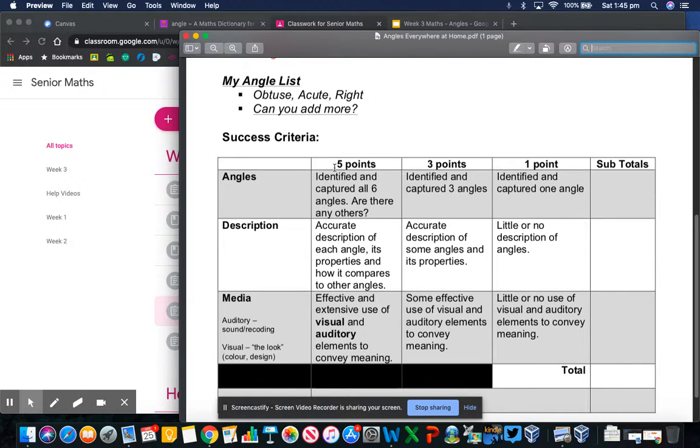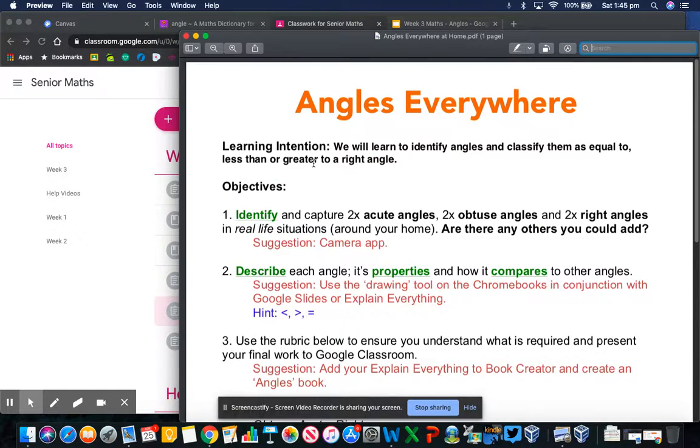Okay, so again, just to recap, you are going to find angles around the home, take photos of them, and somehow with those photos, show me that you understand what those angles are, and in particular, are they less than, greater than, equal to a right angle. And anything else you might want to tell me about angles. Even where are angles used? Who uses angles? I love those sort of bits and pieces.